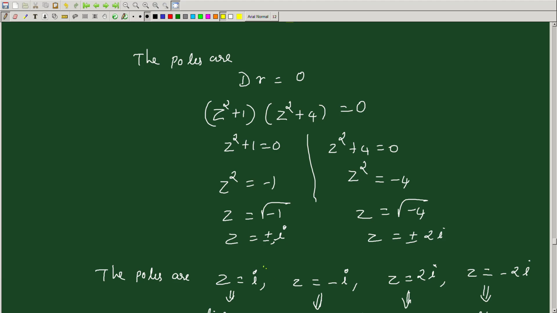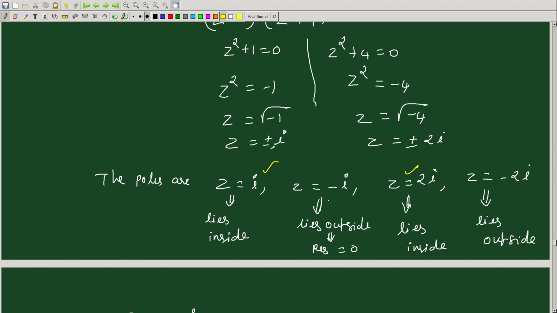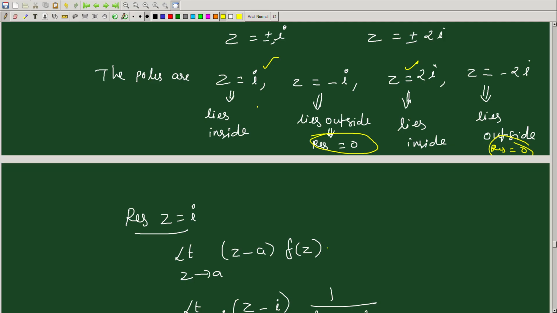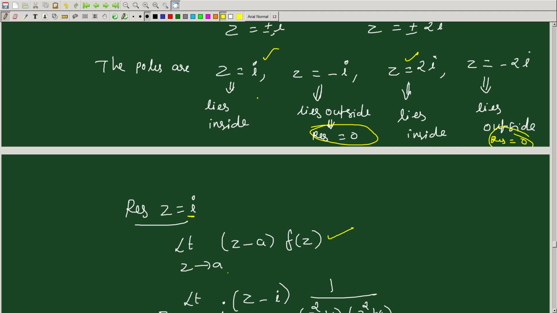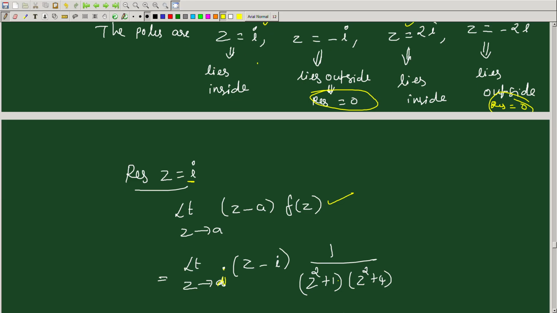You know all positive i's lie inside. All negative i's lie outside, which means the residue is always 0. They lie outside, residue 0, so no need to calculate that residue. Now we are going to calculate each and every residue. For this, we need to calculate two residues. The first residue is at z tends to i. The formula is limit z tends to a of (z minus a) f of z. Here a is i, so limit z tends to i of (z minus i) times f of z.